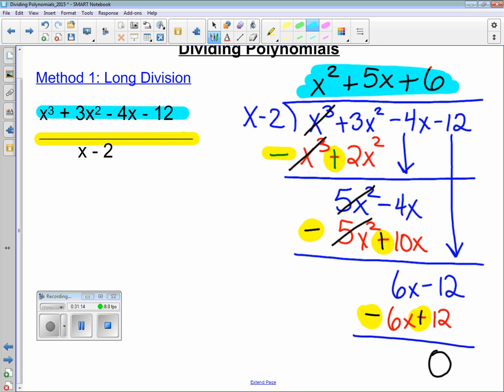Graph it. Try it. Graph x to the third plus 3x squared minus 4x minus 12. Go ahead and plug it into your calculator.